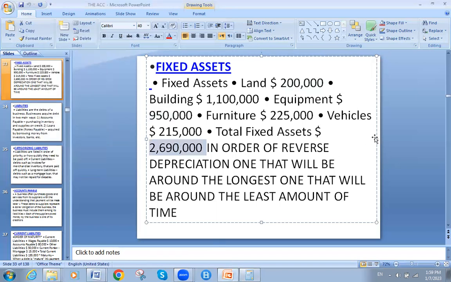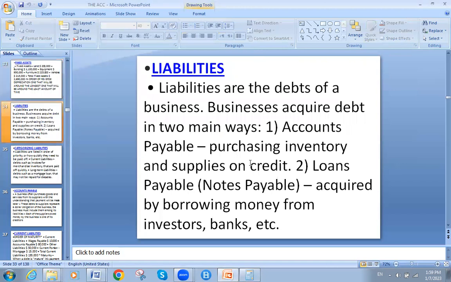So the total fixed assets, like I told you before, is all the amount of the assets which you have. So you have lands, you have buildings, you have equipments, you have furniture, you have vehicles. All these amounts will come to this value. This is about the fixed assets.